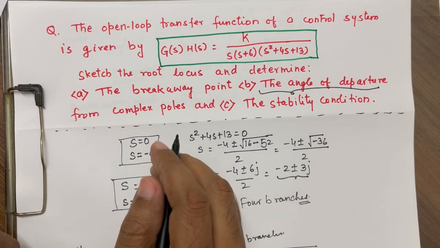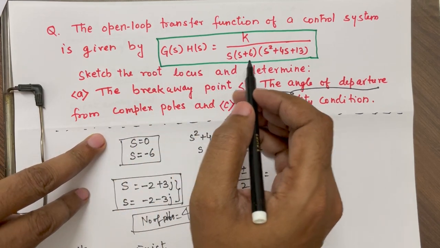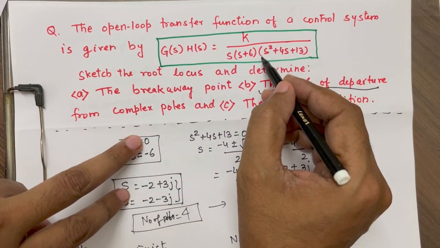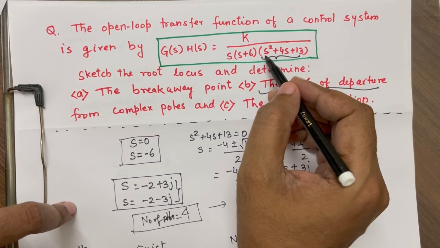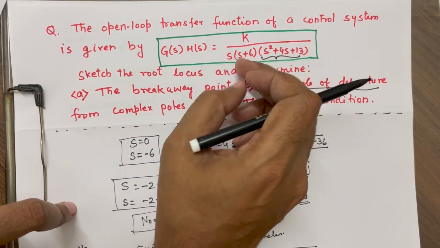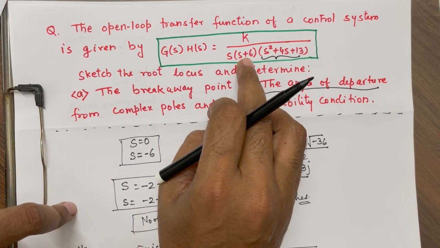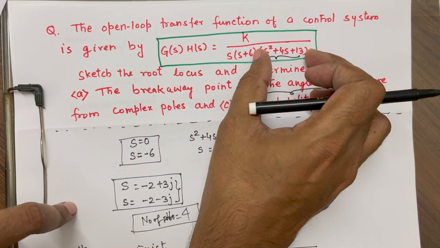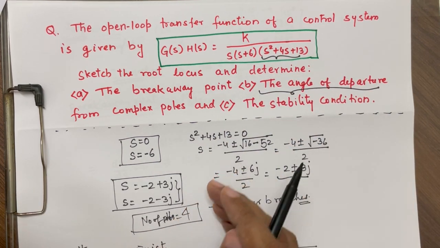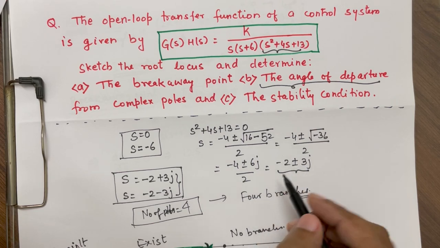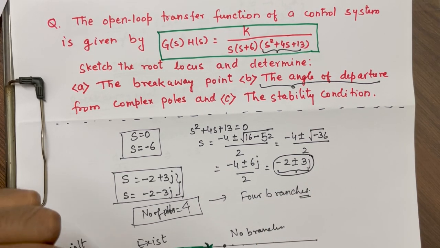In this video, we will take one example of a root locus plot where there are complex poles. So you can see here, there are two real poles at s equal to 0 and s equal to minus 6, and two complex poles that we can find by taking the quadratic equation. So these are the two complex poles.